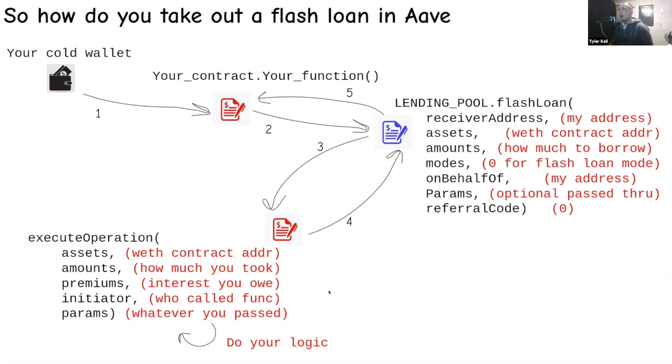And then all of that returns back to the flash loan function on the lending pool, which does the checks and makes sure you paid it and that it got the money back. And then eventually that returns to your first function, your function, and you're done. So that's basically how flash loans work at a high level.